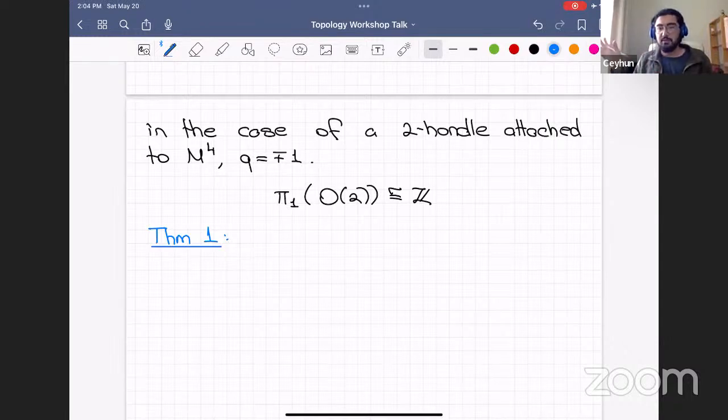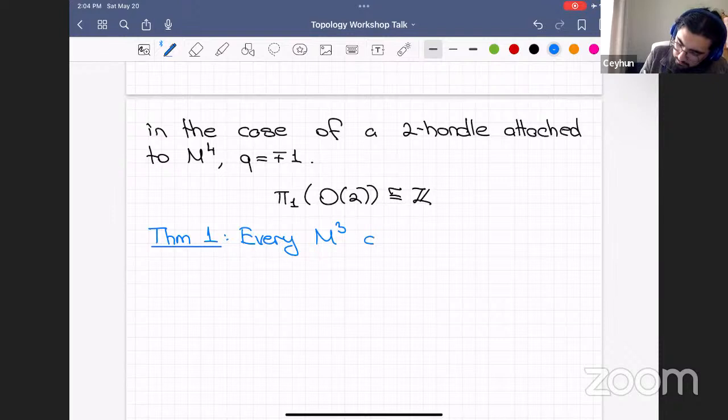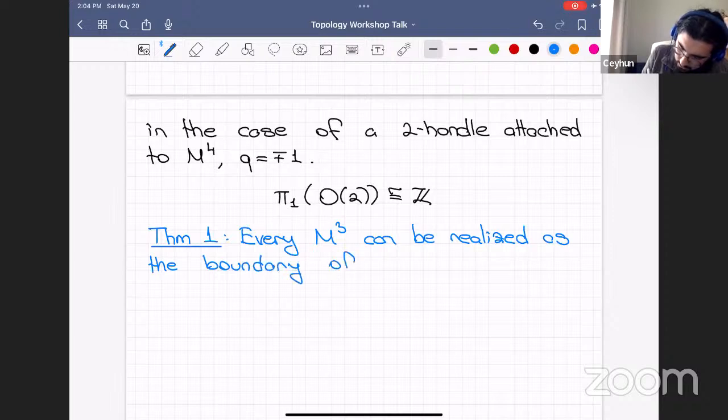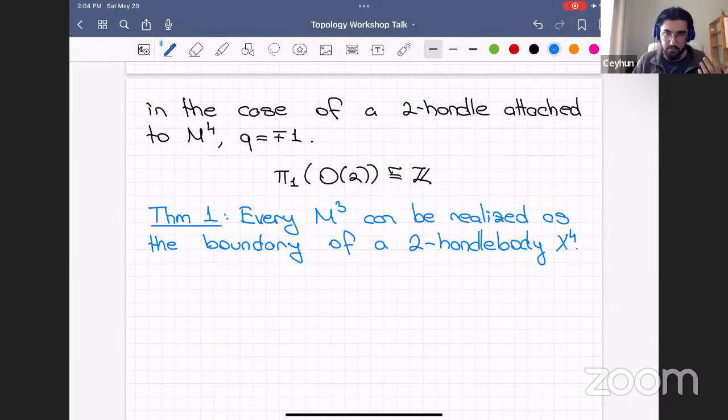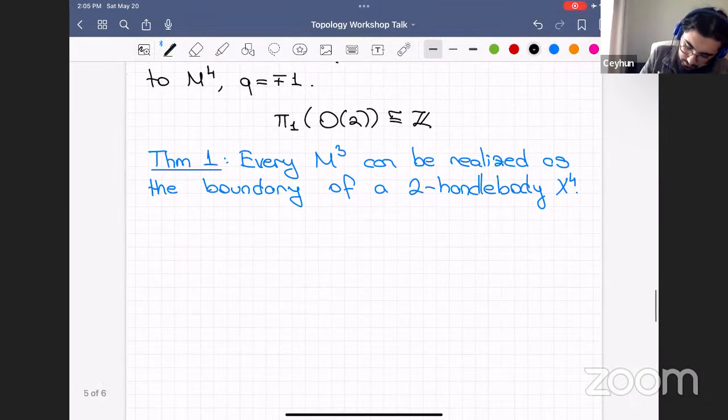We already knew that every three manifold can be realized as the boundary of a four manifold by Rokhlin's theorem. This theorem says that every three manifold M can be realized as the boundary of a two-handle body. If you remember, a two-handle body was a four-dimensional manifold with only two handles. So M can be realized as the boundary of a four-dimensional manifold, and moreover, we can make sure that this four-dimensional manifold has no one handles or three handles. Okay, let's talk about the proof.